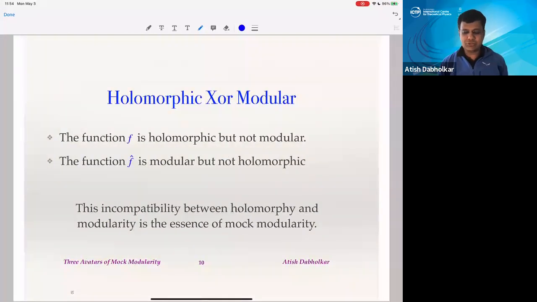So this is like an exclusive OR. You can have either holomorphy or you can have modularity, but not both. It's a little bit like anomalies, that you can either have chiral U(1) or you can have gauge symmetry. If you preserve gauge symmetry, then you break chiral symmetry.